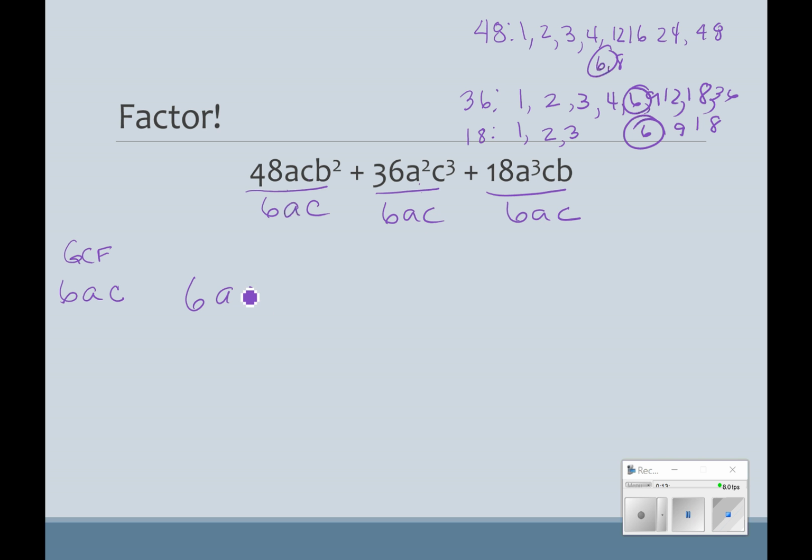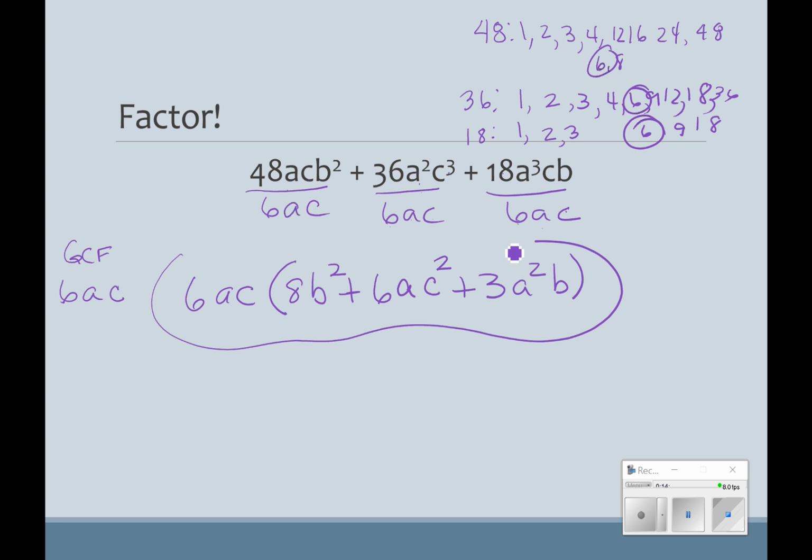pull it out in front, and I'm going to get 48 divided by 6 is 8. A divided by A cancels, C divided by C cancels, and B squared. 36 divided by 6 is 6. A squared divided by A is just A to the 1st. C cubed divided by C is C squared. Then lastly, 18 divided by 6 is 3. A cubed divided by A is A squared. C divided by C cancels, and B divided by 1 is just B. So there's my final answer.